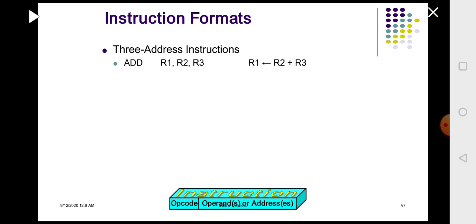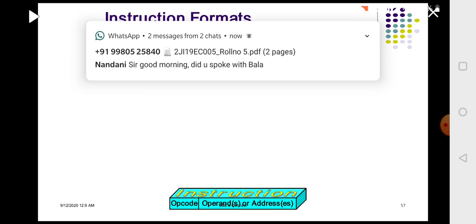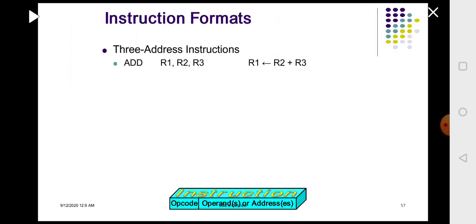Next topic is instruction formats. Okay, so here we will discuss 4 types of instruction formats. The first one is 3 address instructions. The instruction format for the 3 address is: operation, source 1, source 2, destination.